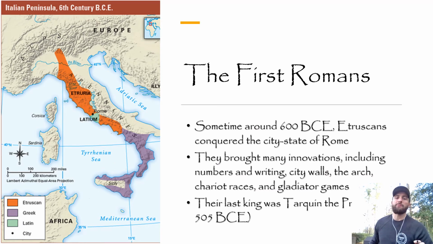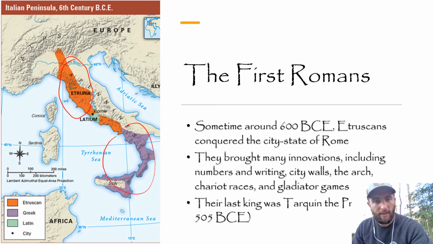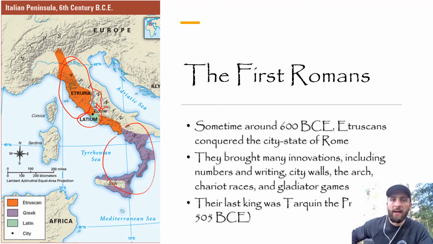So, last thing we want to talk about. Sometime around 600 BCE, those people, the Etruscans, who as we can see here came from the north, with the Greeks in the south and Rome in the center, went in and conquered Rome. And they set up a kingdom, a monarchy.